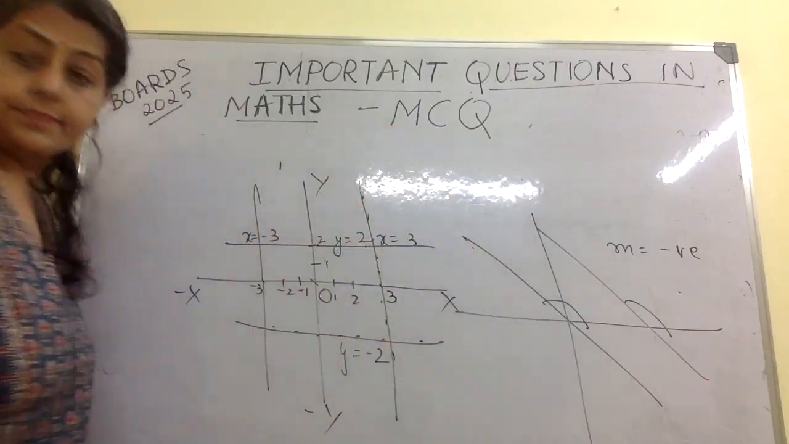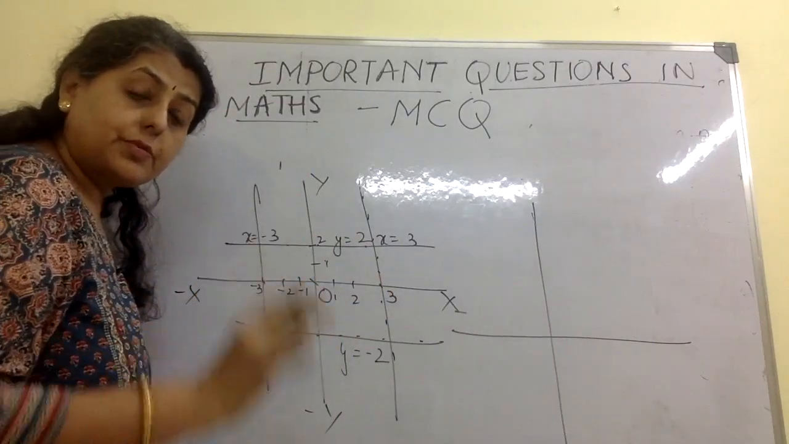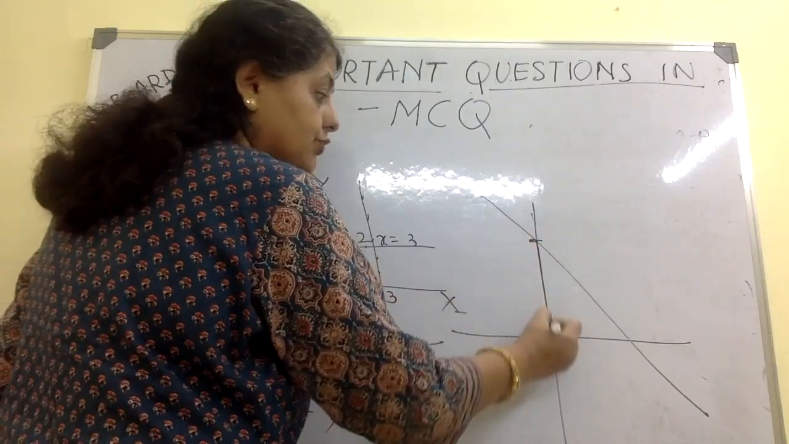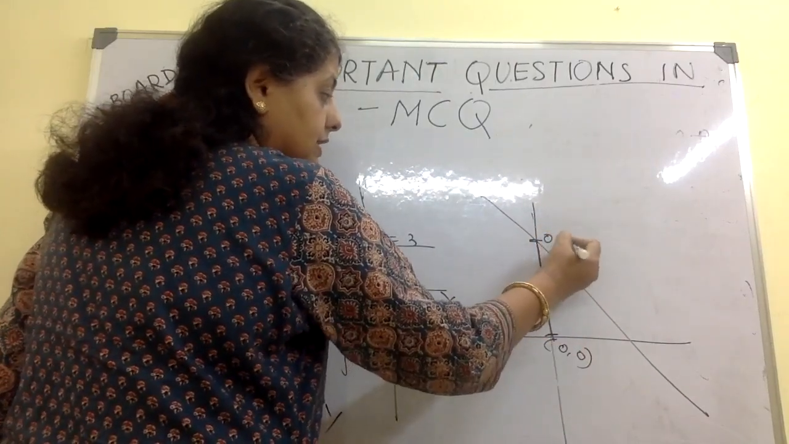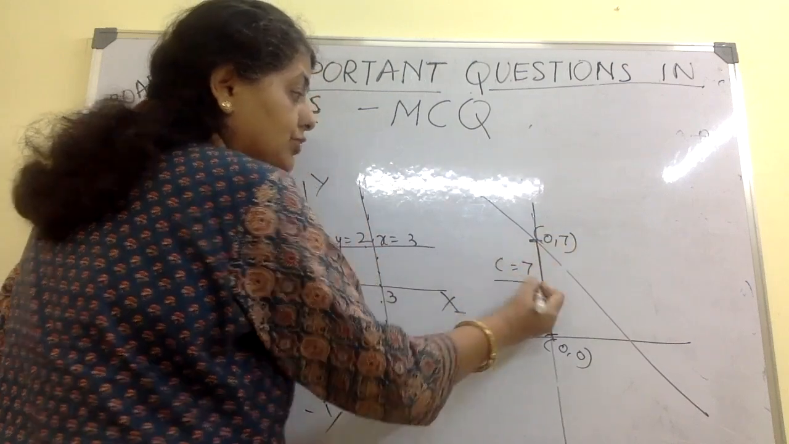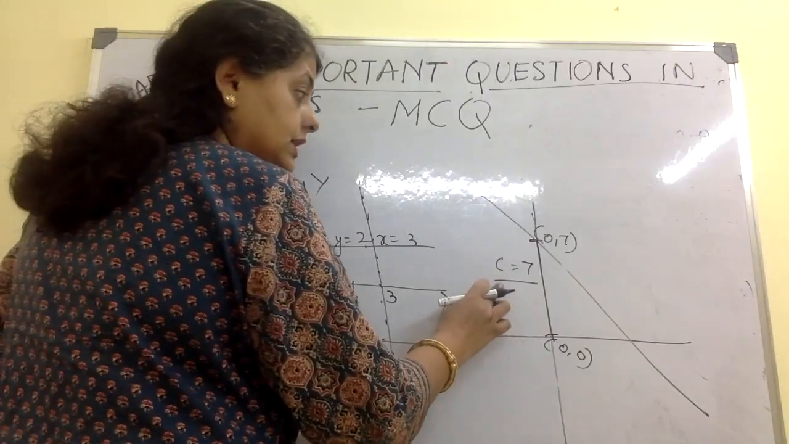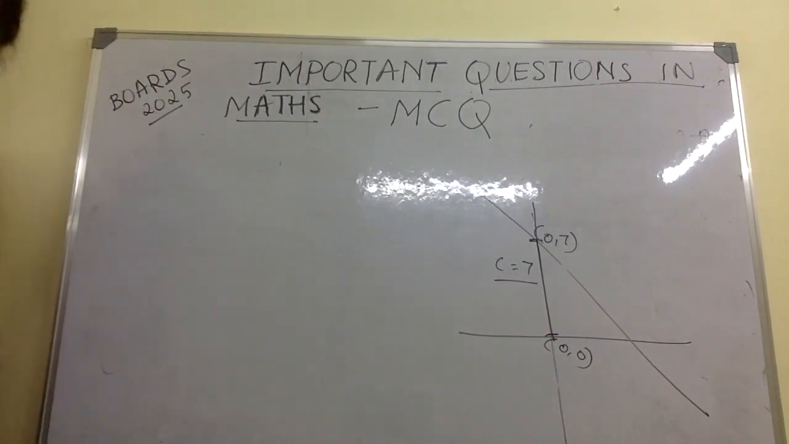Second thing. What is the y-intercept? Even after doing full coordinate geometry, people don't know this. The y-intercept is the point where the line cuts the y-axis. So if this is 0, 0, this is maybe 0, 7. So y-intercept c is equal to 7.